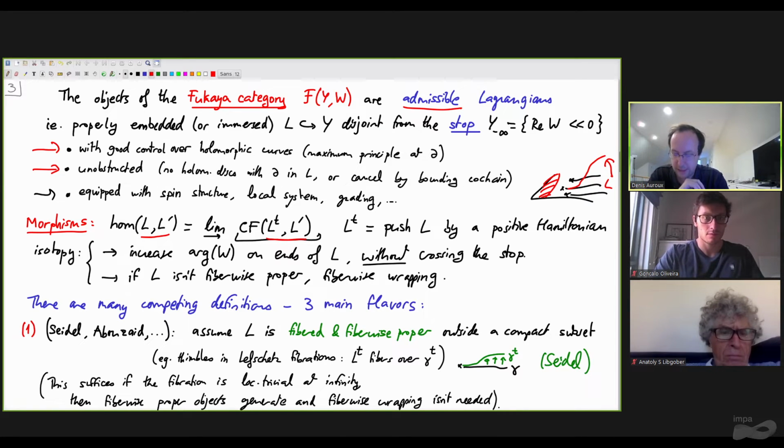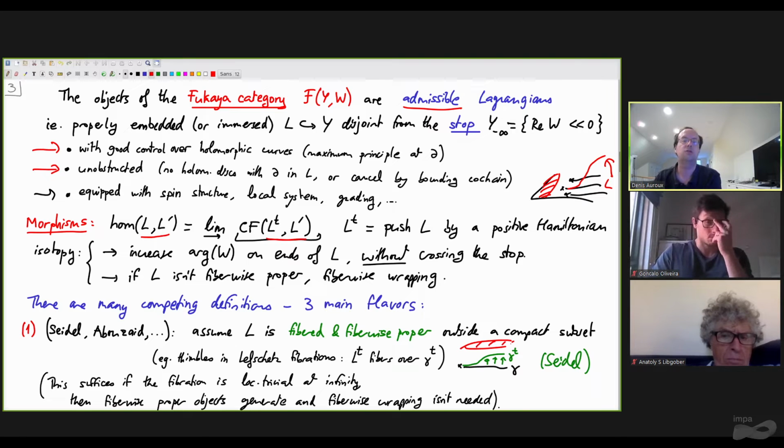So historically, the first one that came in the work of Seidel just assumes that you can look at fibered Lagrangians, which are fiber-wise proper, fiber-wise compact. Okay, so fiber-wise proper, I just mean the projection map on the Lagrangian is proper, which means really it's a fibered Lagrangian obtained by parallel transport of a compact Lagrangian in the fiber. So for example, the thimbles in Lefschetz fibrations do that.